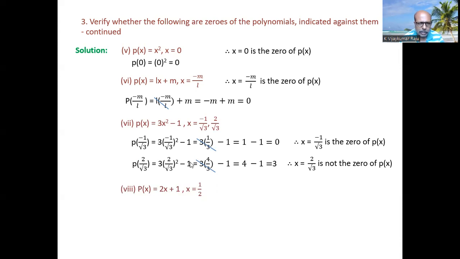Okay. Now see the next one. 2x plus 1, you have to put x equal to 1 by 2. When you put x equal to 1 by 2, clearly you can see this should cancel. 1 plus 1, 2. You're getting a number here. So it is not a zero of the polynomial. Clear?